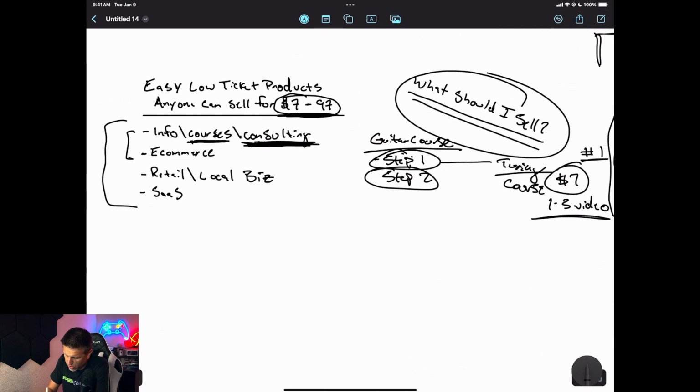Where are we? So info: courses, consulting. That's how you sell digital products. If it's any kind of info and you're teaching somebody something, you're probably going to have a course. You might be doing consulting. Another one to look at in the info space is doing a community. I forgot to mention that one.